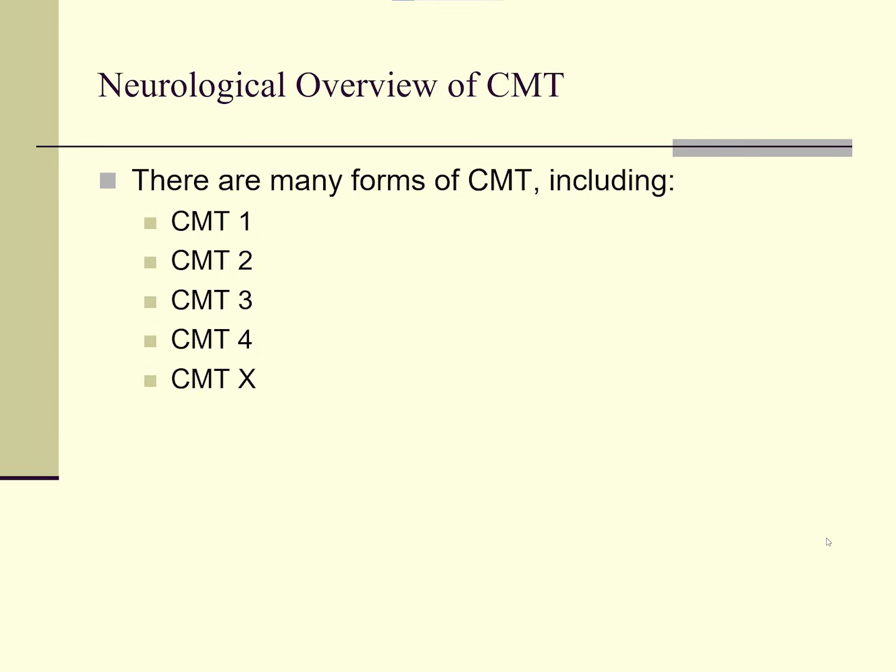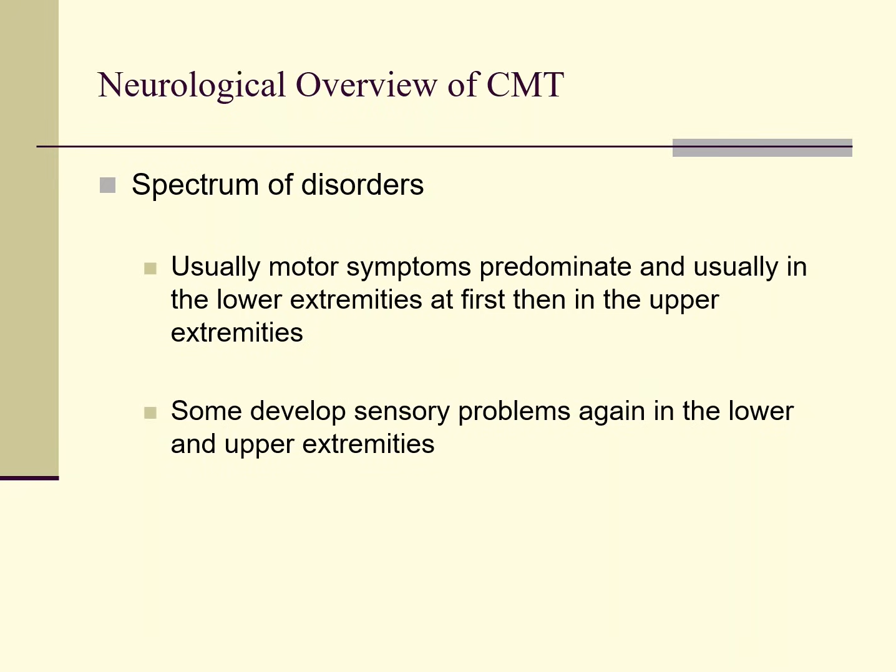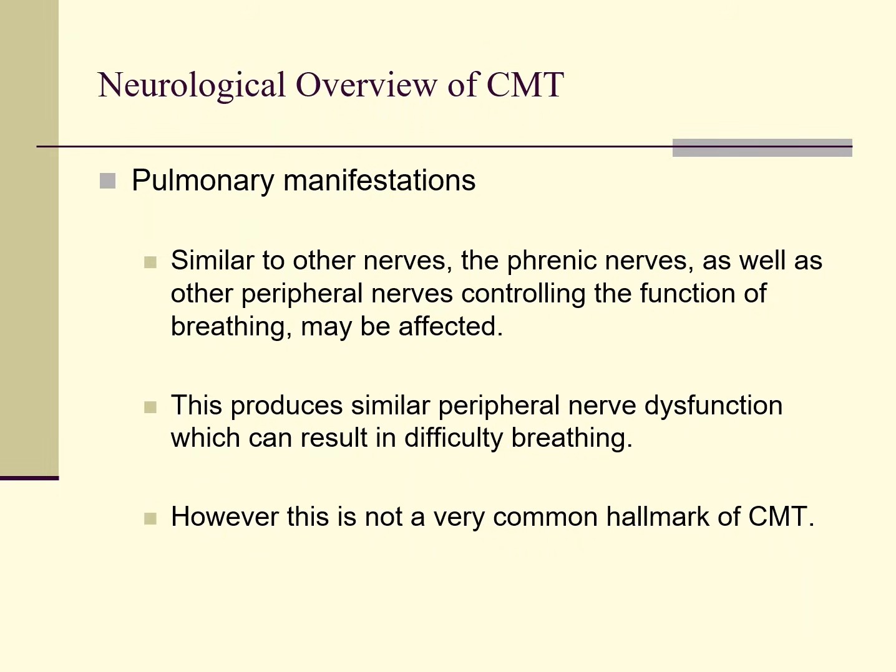As everyone knows, it is a spectrum of disorders. It affects the peripheral nerves that carry motor and sensory information to and from the brain. This results in development of weakness as well as sensory problems in both the lower and upper extremities. In general, the symptoms predominantly are in the lower extremities at first, and then they can move up to the upper extremities. However, any neuromuscular disease, including CMT, that affects nerves which make muscles weaker can affect any nerves in the body.